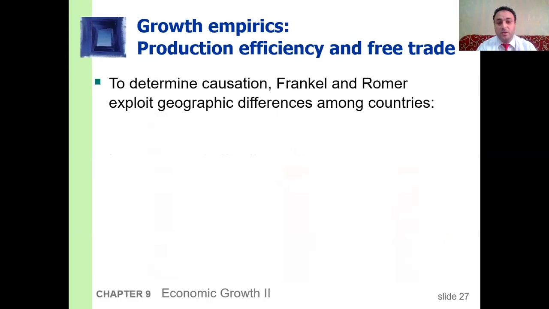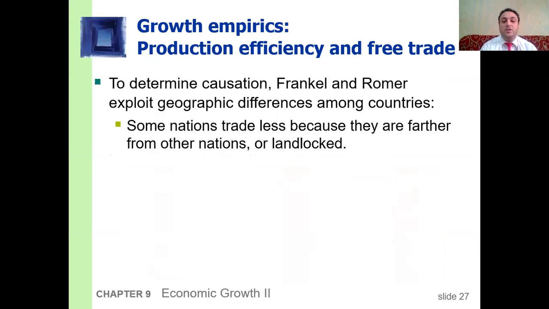So to determine the causation, other economists explore geographic differences. Why? The geographic differences among countries may affect differences in free trade and also production efficiency and so on. Maybe some nations trade less because they are farther from other nations. I mean, I can trade with a nearby country and it will be less costly and so on.